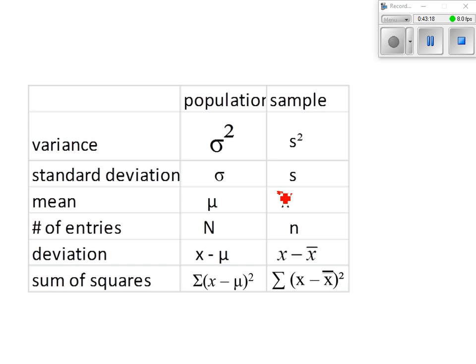Number of entries, if it's a population, it's a big N or capital N. Sample is just little n. Deviation, X minus mu or X minus X bar. Then the sum of the squares, and with sum of the squares, remember the symbol for sum of squares is SS with the subscript X. Those are all the different symbols and Greek letters and everything that we covered during the chapter.